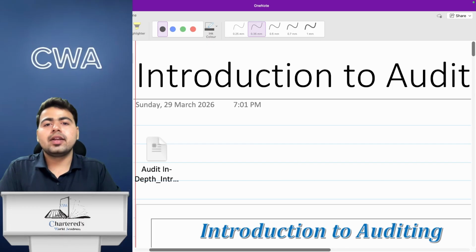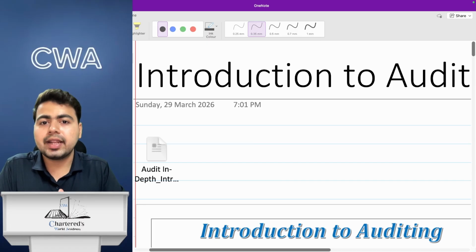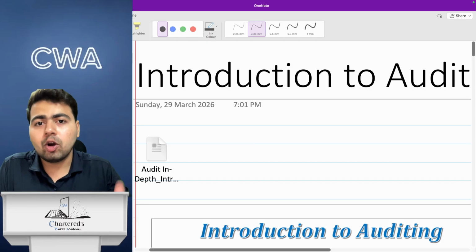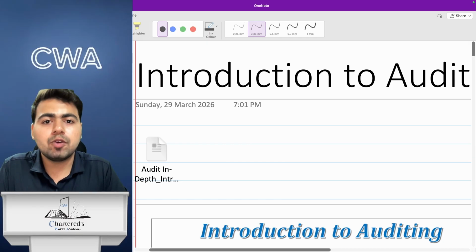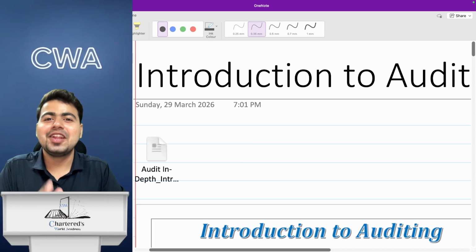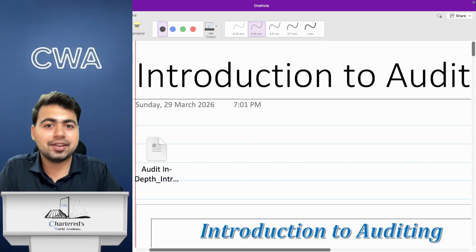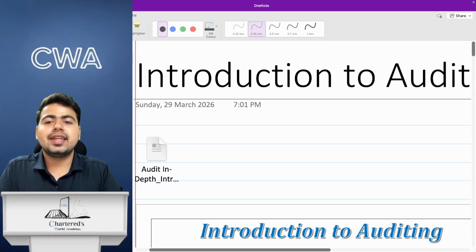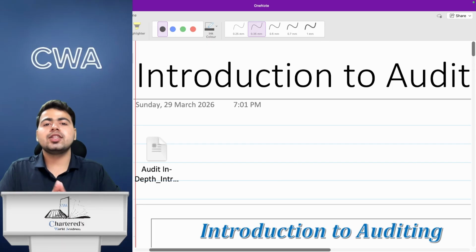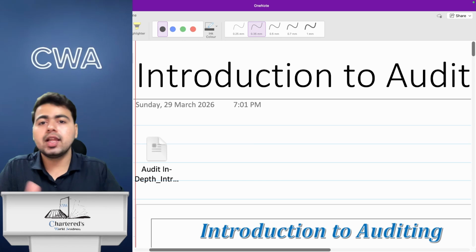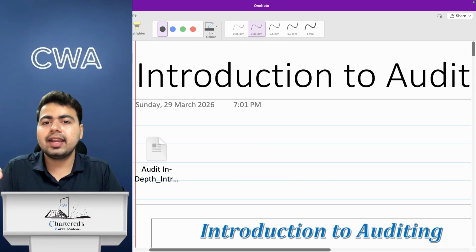Now, when we talk about audit, the first and foremost important point that we have to remember is the auditor's objectives. What are the major objectives of the auditor? First and foremost, to gain reasonable assurance whether the financial statements are free from material misstatement due to fraud or error. And second, to communicate the findings in the audit report. These are the two major objectives which we have learned in chapter number 1 of CA Inter and SA 200. So we talked about the auditor's objectives.